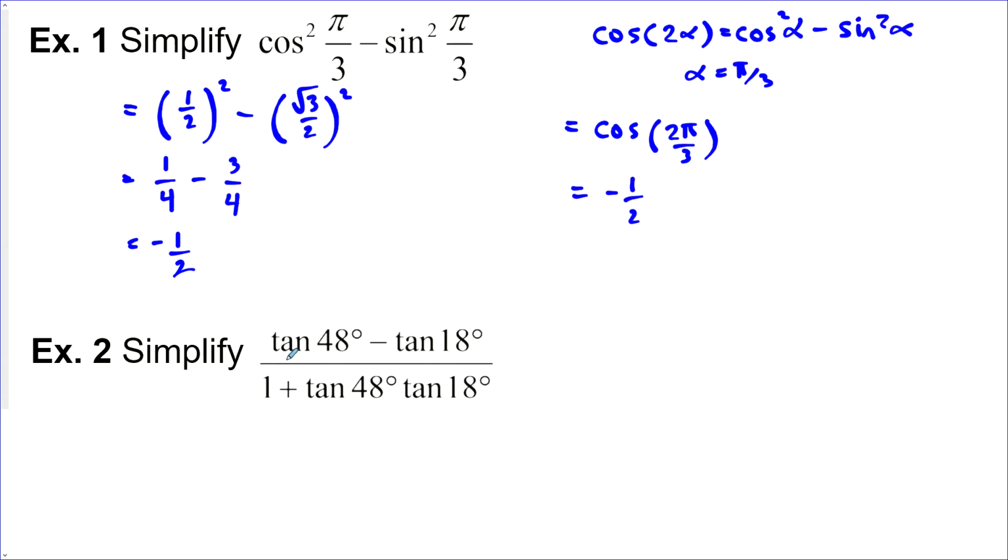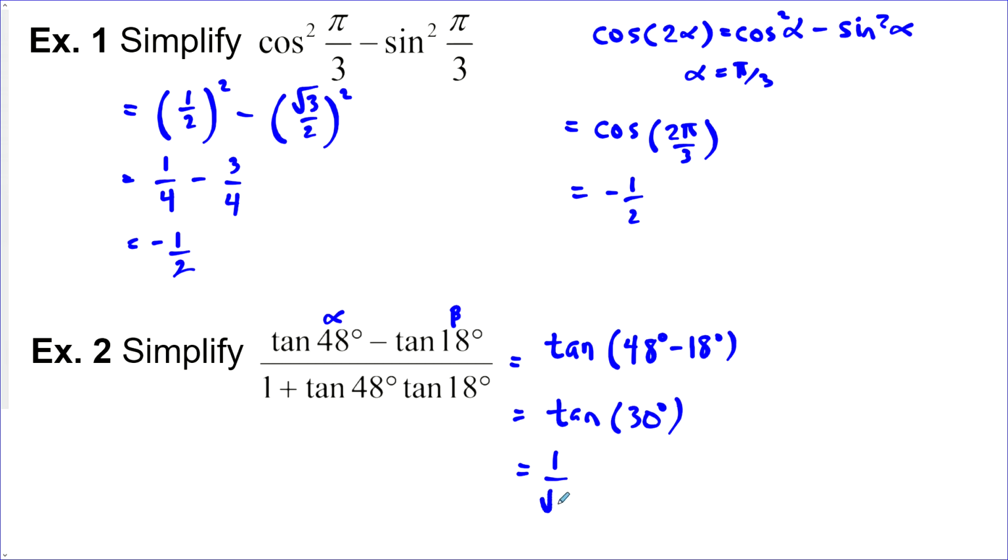Let's try this next one. This next one is awfully long, and I don't know what 48 and 18 is off the unit circle, but I do recognize this as tan's difference identity. So we'd say tan alpha, this one would be alpha, this one would be beta. So tan alpha minus beta, and that would just be 30 degrees. And now I do know tan of 30 degrees, 1 over root 3.